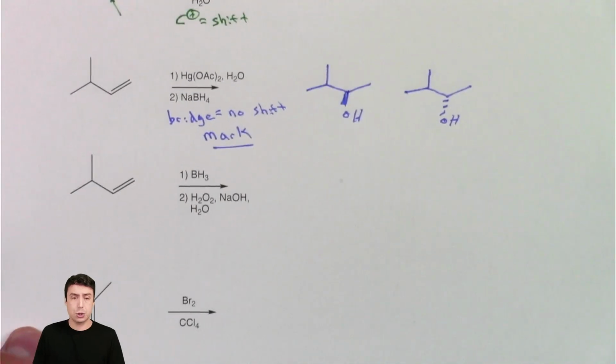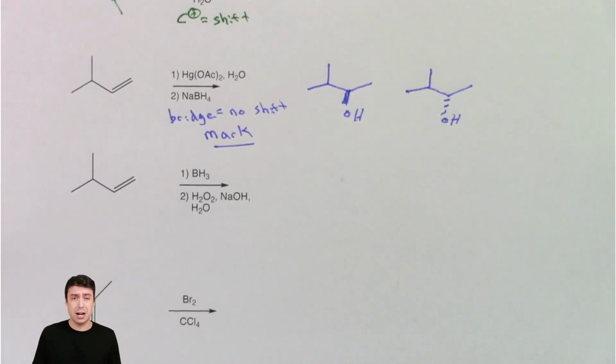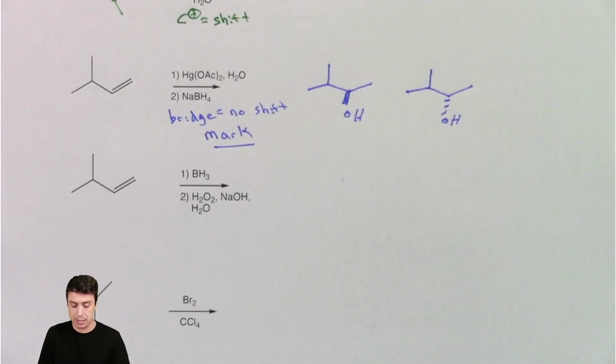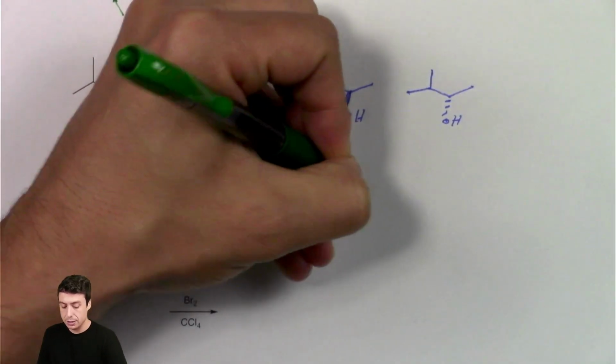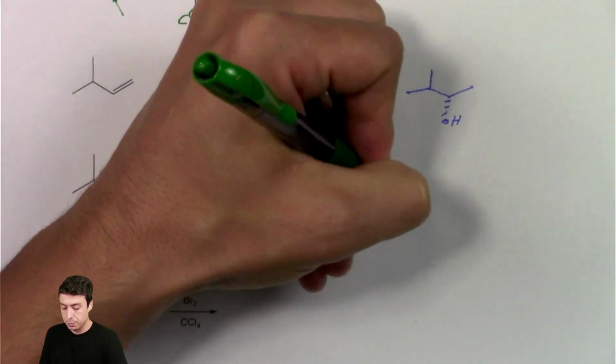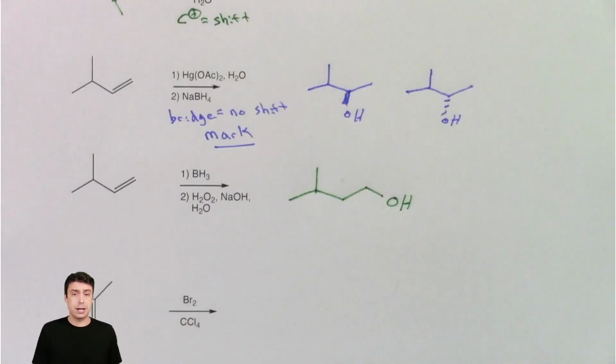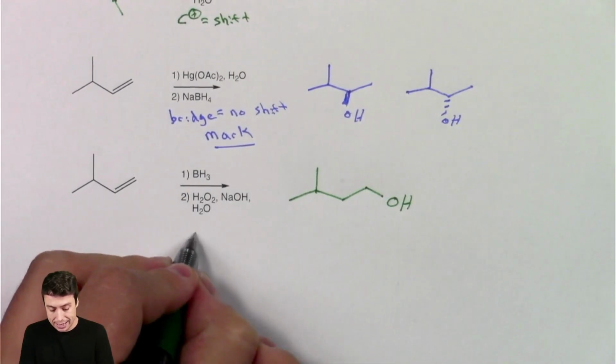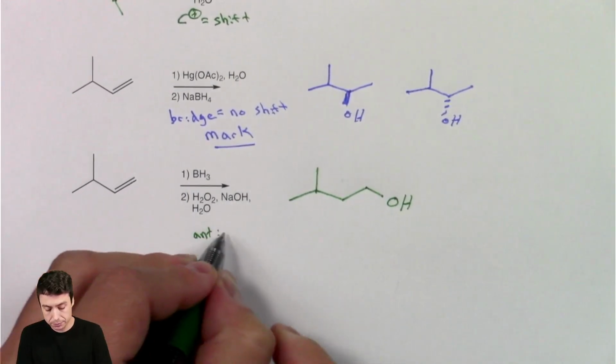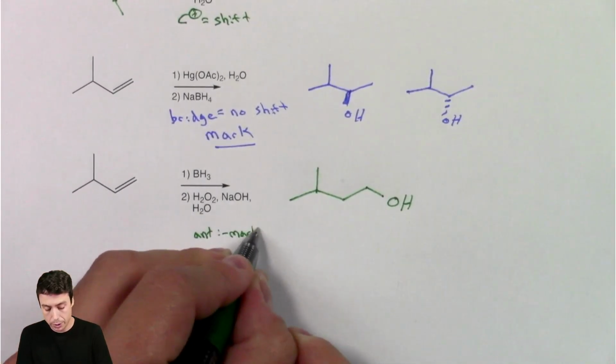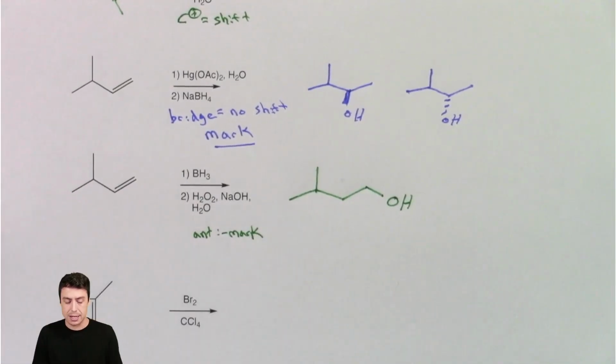What about BH3? This is a different mechanism entirely. This one, remember, we get the boron. The boron is bigger than a hydrogen, so it likes to go on the end of the chain, on the less substituted side. So in the end, you're going to add an OH group to the less substituted side of the double bond. So this one is an anti-Markovnikov addition. The OH goes on the less substituted side.